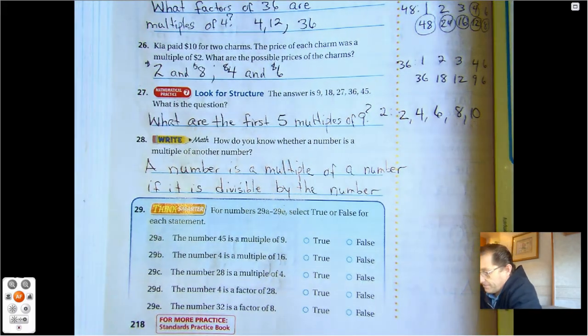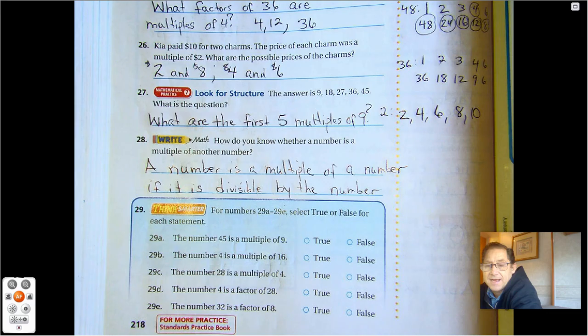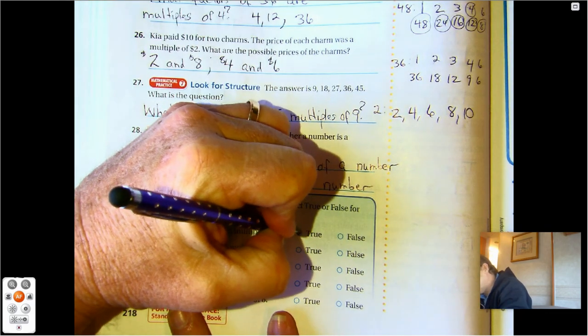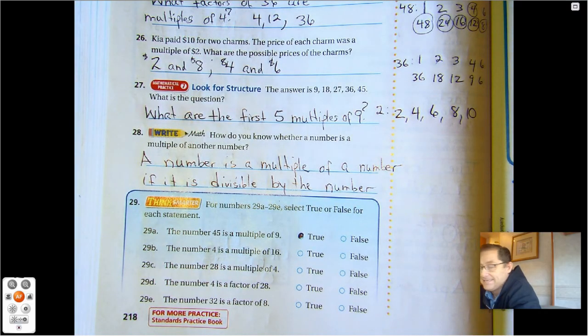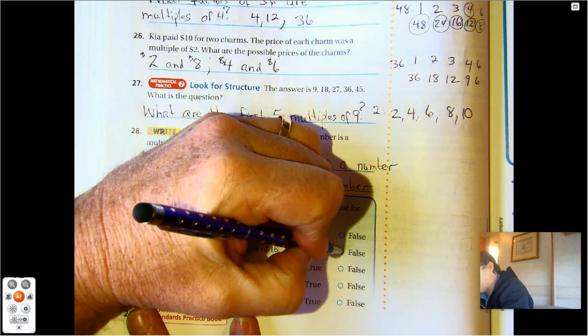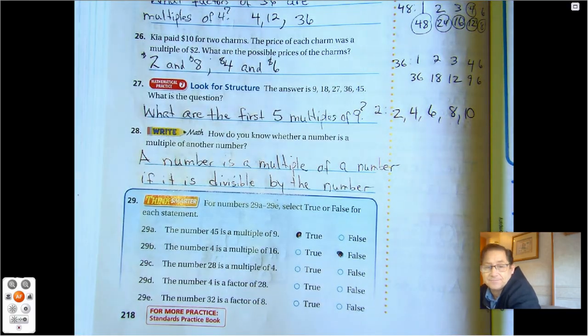All right. For number 29, A through E, select true or false for each statement. The number 45 is a multiple of 9. Yeah, 9 times 5, right? True. The number 4 is a multiple of 16. Well, the first multiple of 16 is 16. So how can 4 be a multiple of it? No. 4 is a factor of 16.